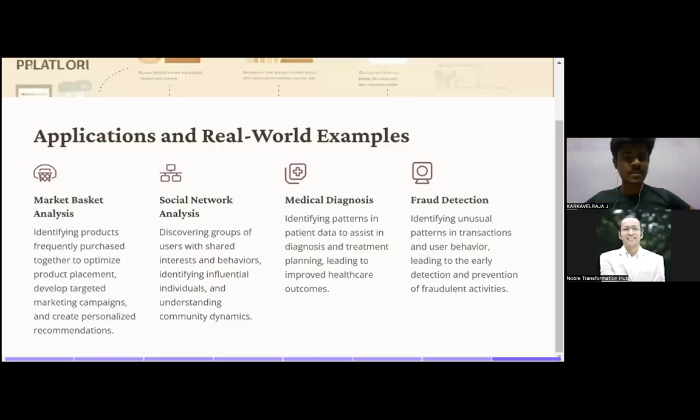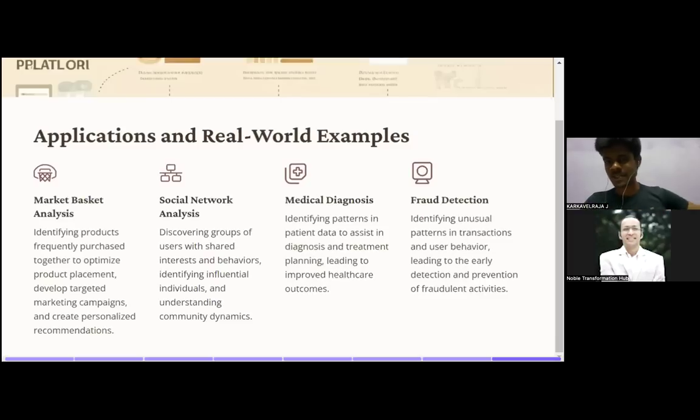Next, social network analysis: discovering a group of users with shared interest and behavior, identifying influential individuals and understanding community dynamics. If you are following us, then what is the social network between us? We are all learning data science, so any materials related to data science will pop up in YouTube, in LinkedIn, in Google, wherever you go. That is called social network analysis.